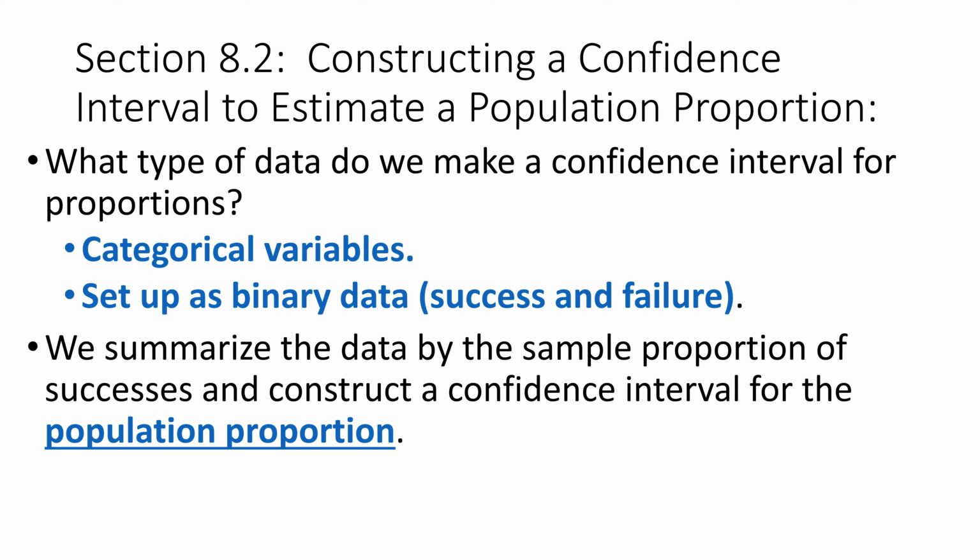In this video, we're going to talk about constructing a confidence interval to estimate a population proportion. So what type of data do we make a confidence interval for proportions? The answer will be categorical variables. We need to set up binary data, which means there's only two outcomes, success or failure. We summarize the data by the sample proportion of the success and construct a confidence interval for the population proportion.